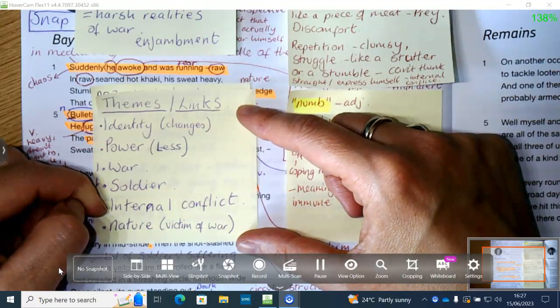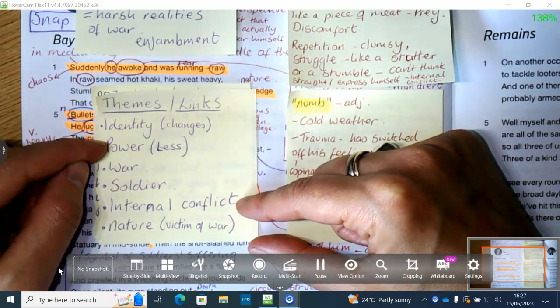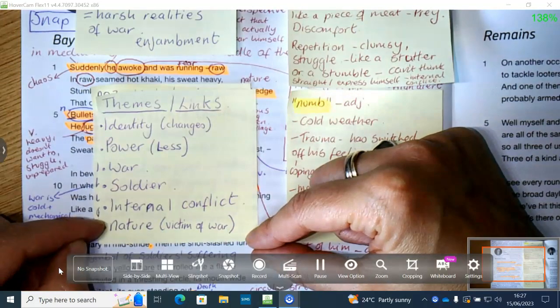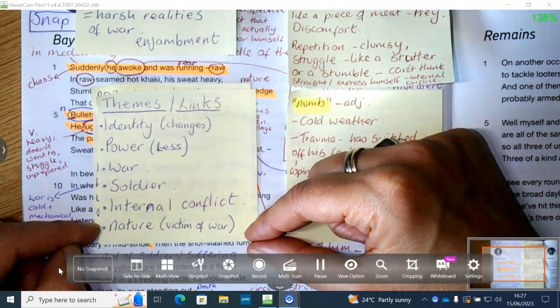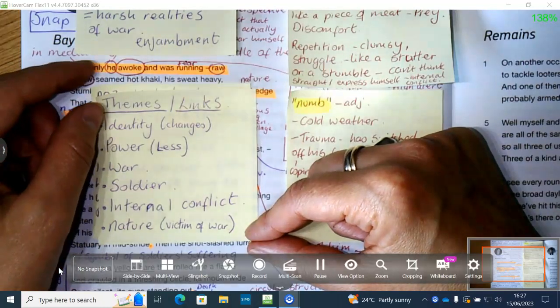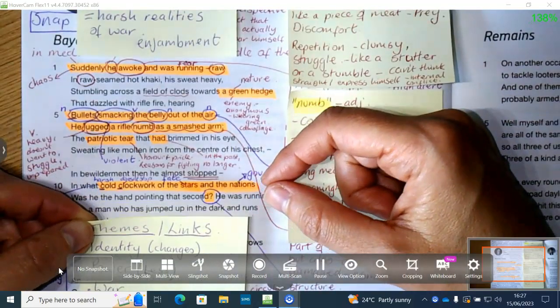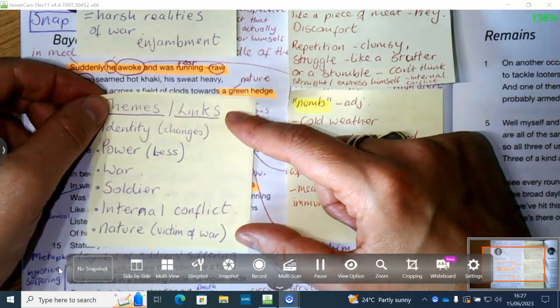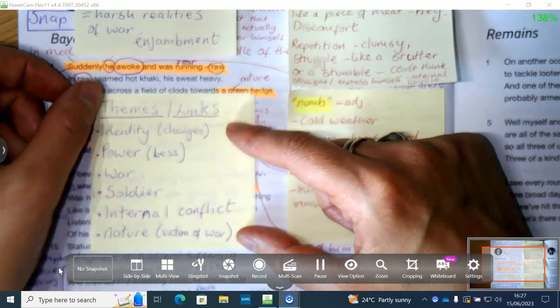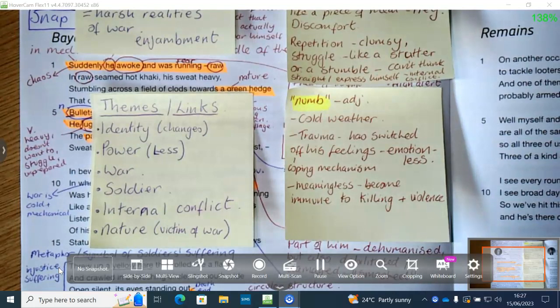Remember, this group of poems is called Power and Conflict, so we're always thinking about how they relate to these two words. And we could also write about this poem in terms of nature, because nature here is a victim of war. We could write about the bullets smacking the belly out of the air. We can write about the green hedge, and plenty of other quotations that we can pick out. So that gives you plenty of notes there. Obviously you can go back and pause at any point if you were missing anything, and if you've got any questions, do please ask.